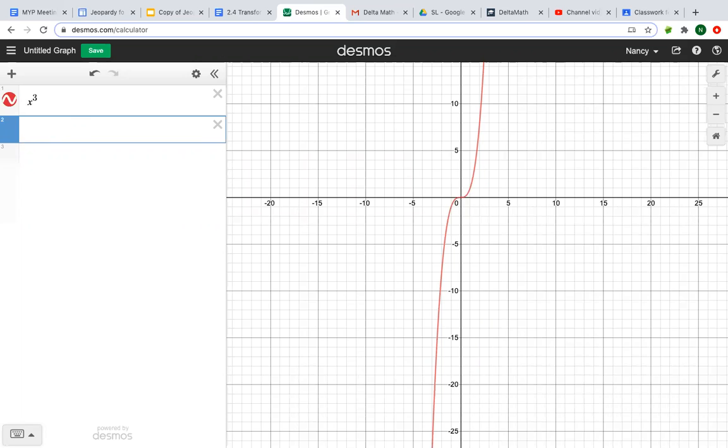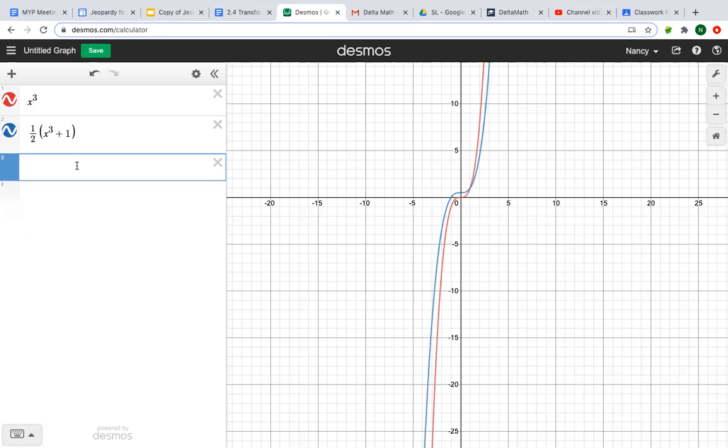So first, let's do a vertical shift up 1. So that's a vertical shift up 1. And then a vertical compression by a factor of 1/2. So that's what that transformation looks like.